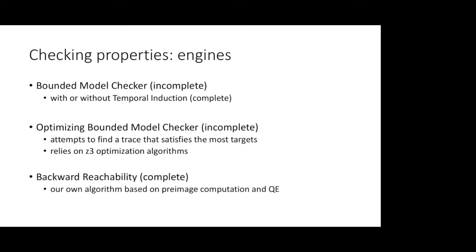And finally, there is another complete engine, which is called inside Intrepid backward reachability. It's our own algorithm based on pre-image computation and quantifier elimination. In a couple of words, essentially, you take the property, the bad state that you want to reach, and you apply the pre-image operator backwards over and over until you have found all the reachable states backwards, or you have encountered that there is an intersection with the initial state, sorry.